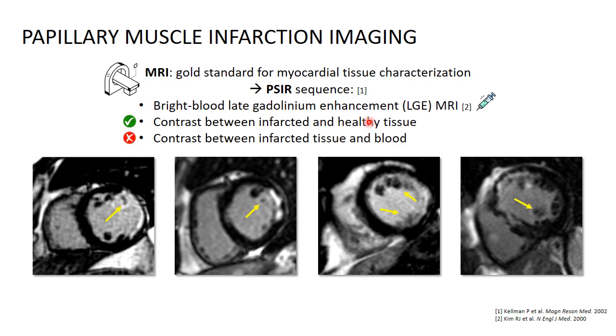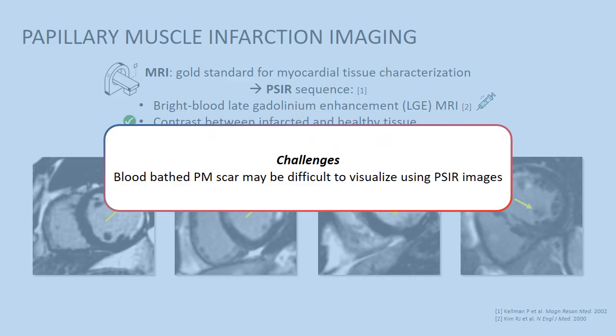But the contrast at the blood scar interface is actually pretty poor, as we can see here, for example, on this 70-year-old male patient. We barely can say if the papillary muscles are damaged or not because of this poor contrast at the blood scar interface. So this represents a real challenge for us, especially for papillary muscles that are located inside the blood pool, so papillary muscle scar may be difficult to visualize using this gold standard.